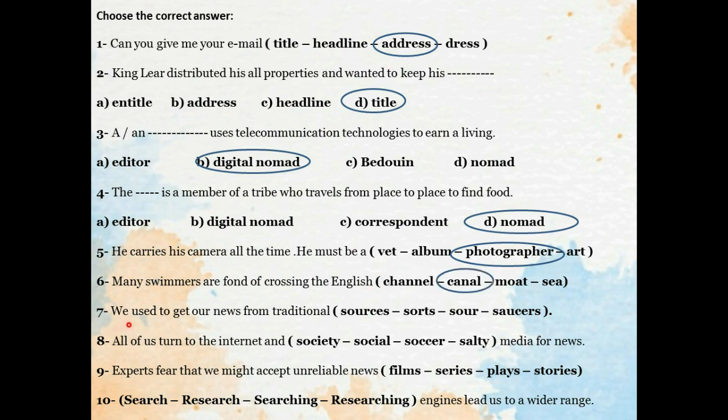We used to get our news from traditional sources. All of us turn to the internet and media for news and social media. Experts fear that we might accept unreliable news stories. So this is the role of a fact checker, to be sure that the news is reliable. Search engines lead us to a wider range, so they are search engines.